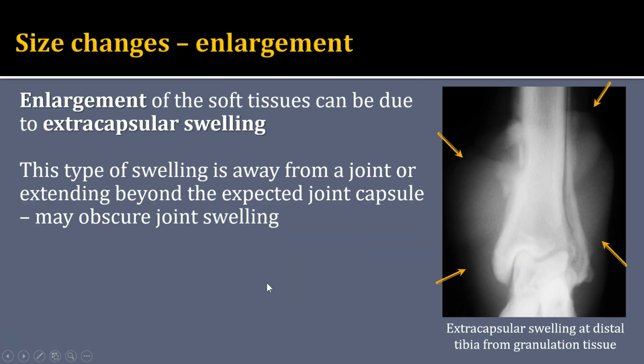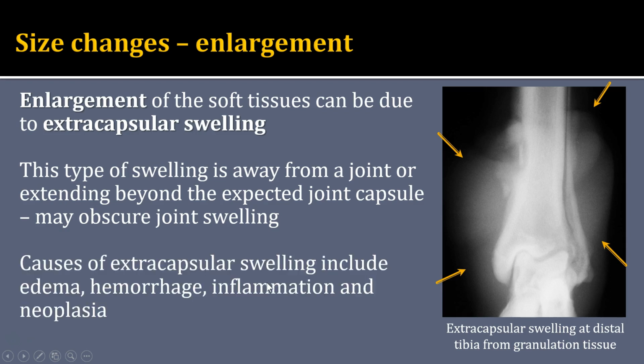Soft tissue enlargement can also be due to extracapsular swelling, which is swelling that is away from our joint or extending beyond the expected joint capsule margins. Now, keep in mind that if it extends proximal and distal to a joint, we may have both extracapsular and intracapsular or joint swelling, so we can obscure that. This is also nonspecific, and causes could include edema, hemorrhage, inflammation, and neoplasia, or a combination of any of those.